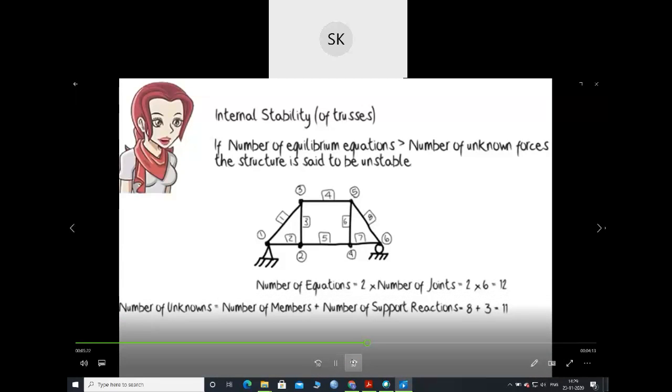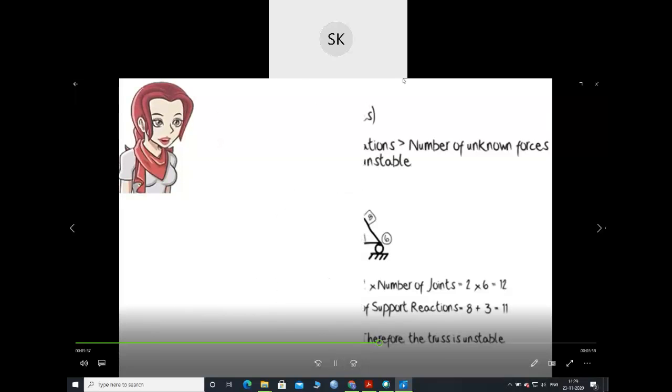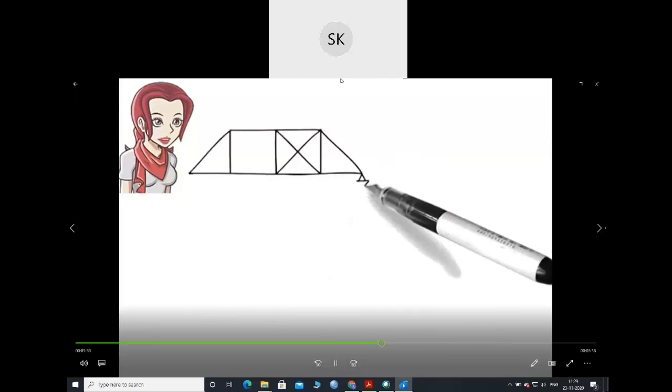unstable. Because the number of equations turns out to be greater than the number of unknown forces, we conclude that the truss is unstable. This counting technique, however, does not work in all cases. For example, consider this structure.